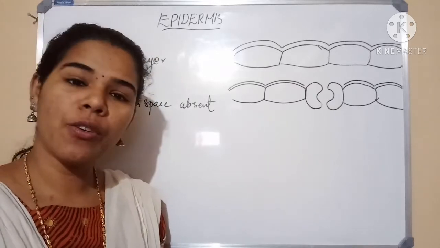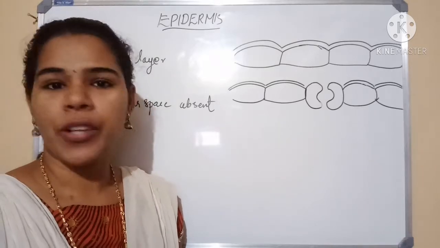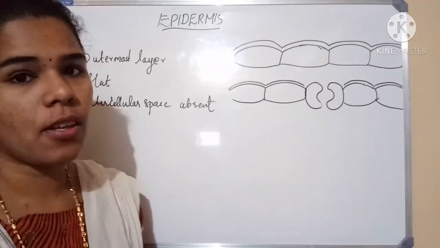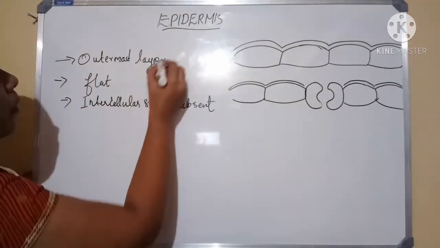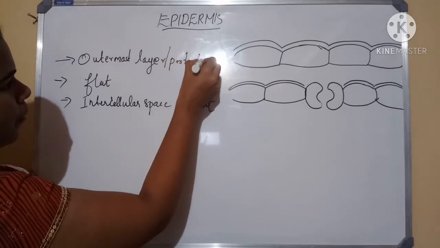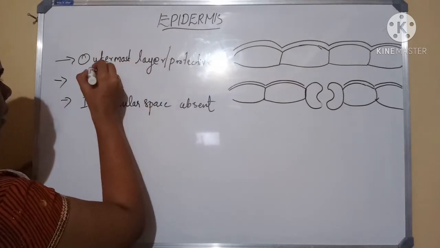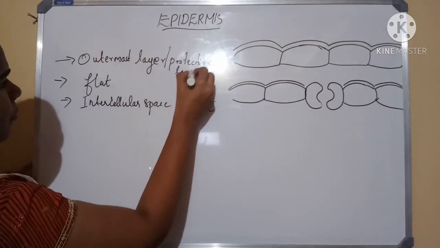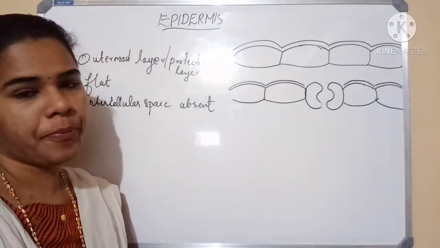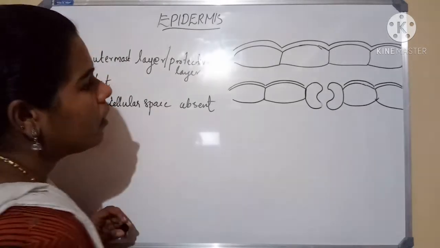So we know the outermost cells perform one function, protection. These are protective layers. The epidermal cells are a protective layer. And one more peculiar feature is there.